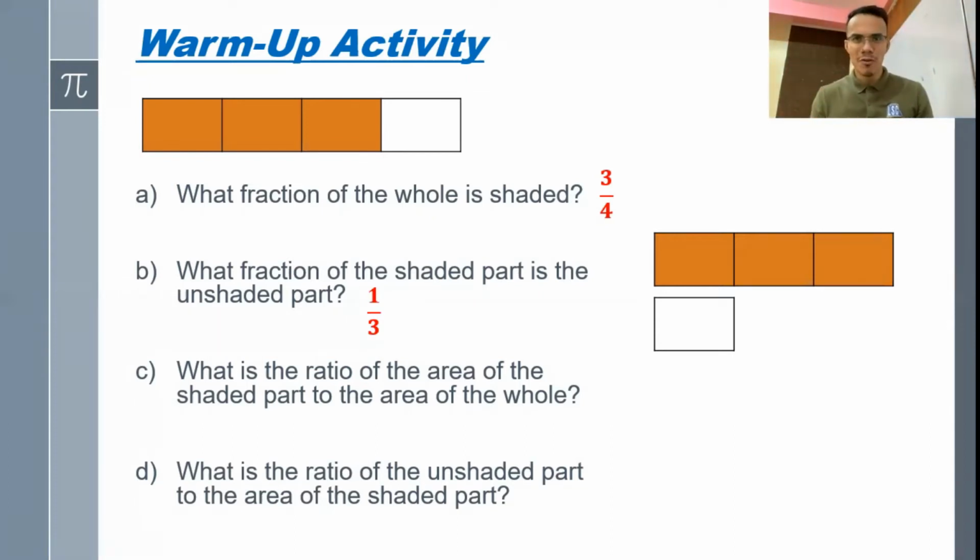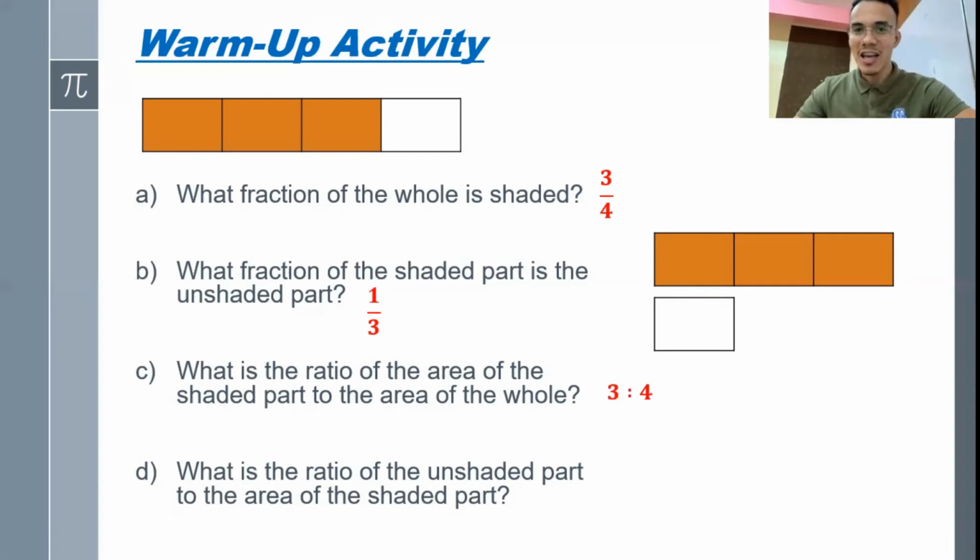And let's move on to letter C. What is the ratio of the area of the shaded part to the area of the whole? So for letter C, we're looking for the ratio. The first quantity mentioned is the area of the shaded part. So it should be the shaded to the whole. How many parts are shaded? 3 parts are shaded. How many parts are there in a whole? 4. So the ratio is 3 to 4.